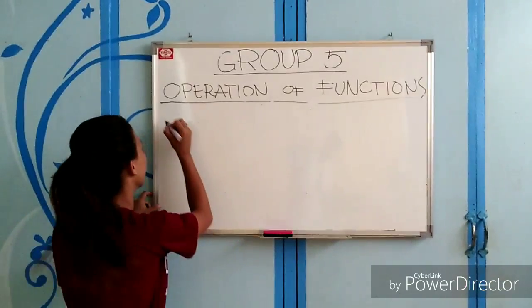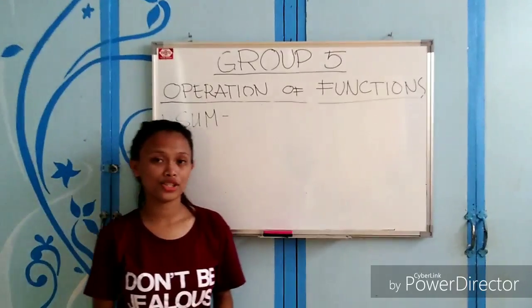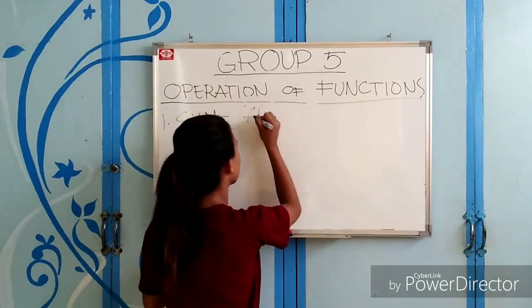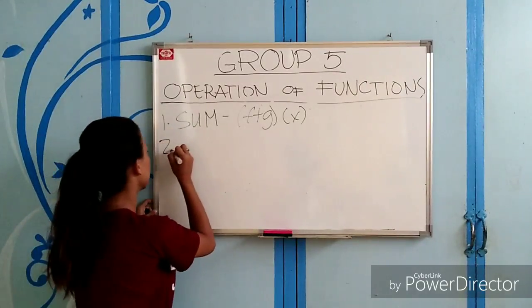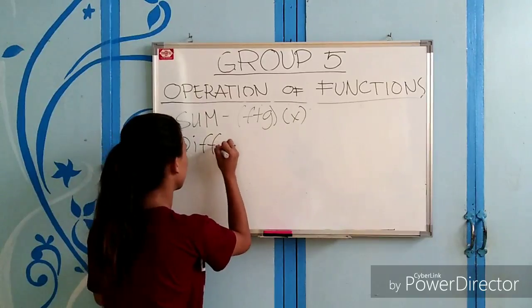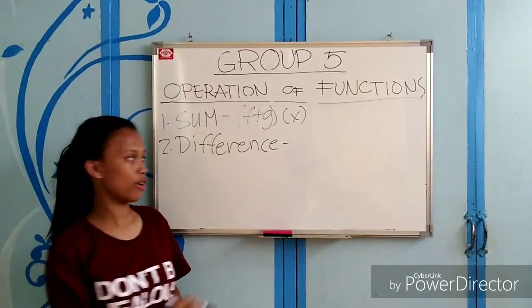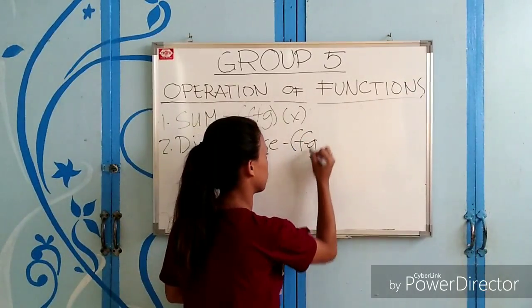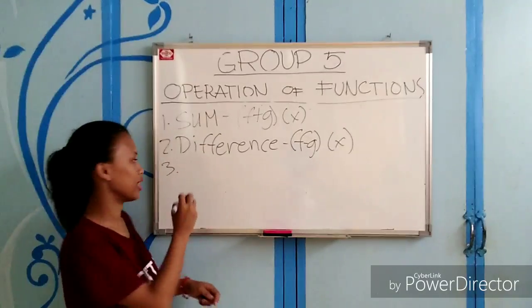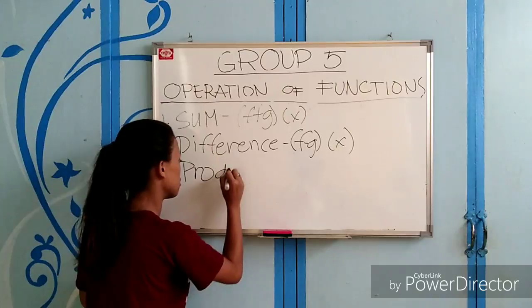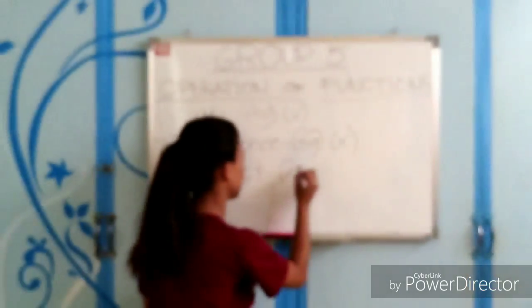Number 1 is the sum, with the formula of f plus g of x. Number 2 is the difference, with the formula of f minus g of x. Number 3 is the product, with the formula of f times g of x.